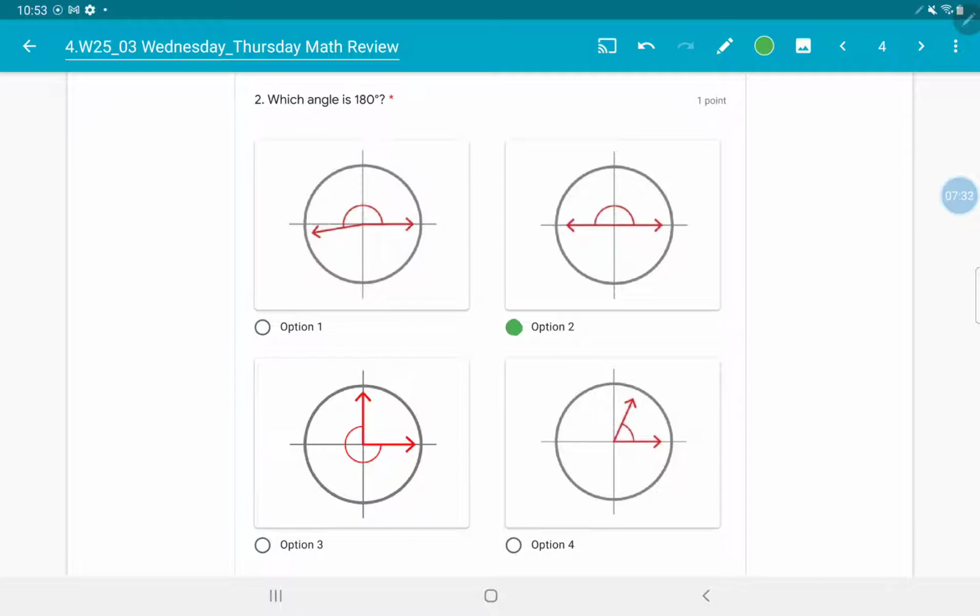If I go from the complete right angle and follow that arc around, I go just a little bit past 180. And option 3. What size angle is option 3? What kind of angle is that, Brayley?